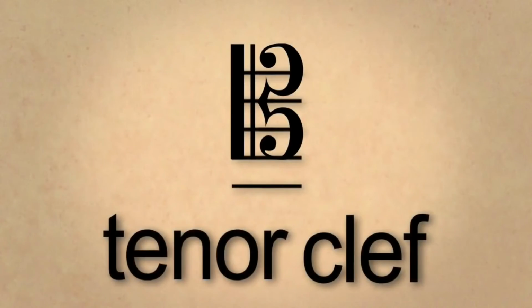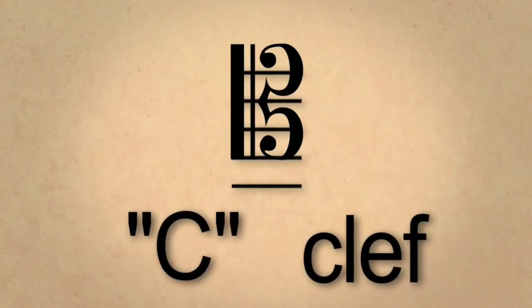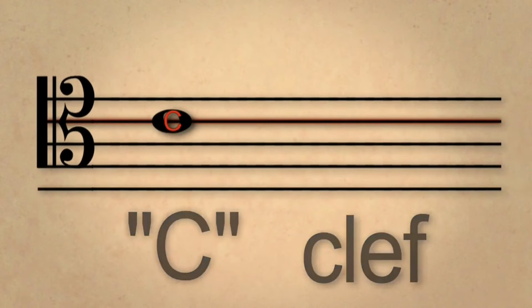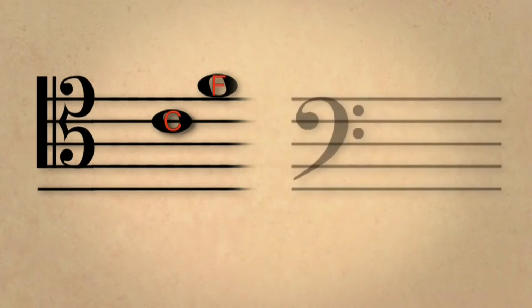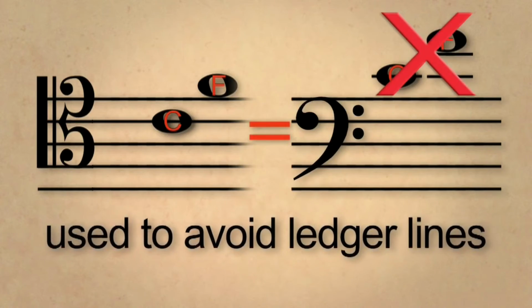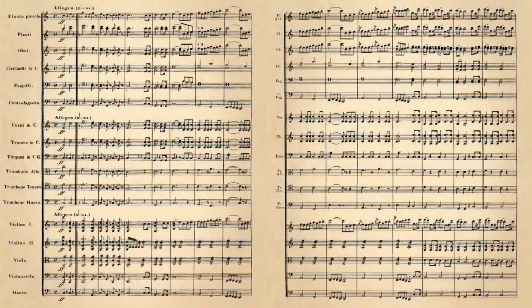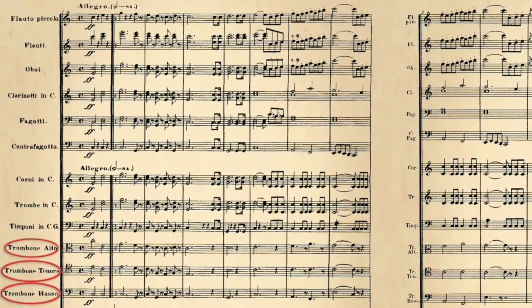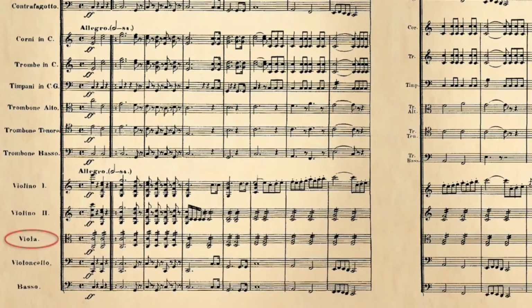The tenor clef is also a C clef, and its focal point, or middle C, is on the fourth line. This clef is used for any bass instrument playing in its high range, so that the use of many ledger lines can be avoided. If we look at the first page of the score of the last movement of the Beethoven Fifth Symphony, we see that the three trombones are notated in alto, tenor, and bass clefs, and we can also see that the violas are notated in alto clef.